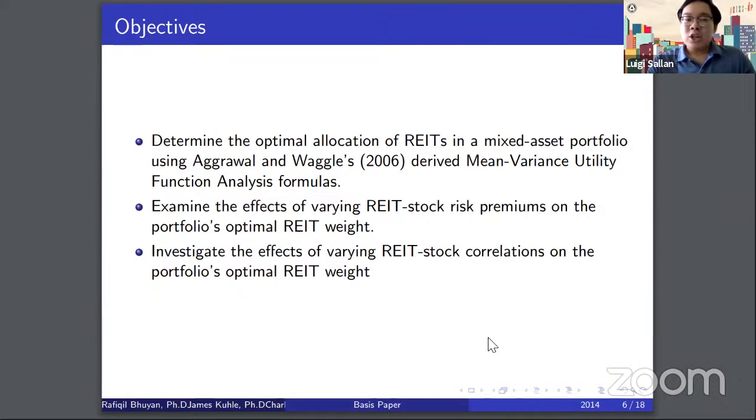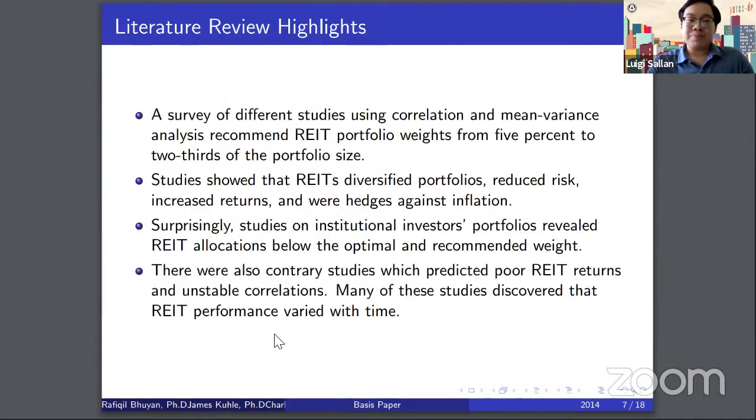And Doctors Buyan et al. wanted to test out these extra formulas, which you can see are shown by their second and third objectives.